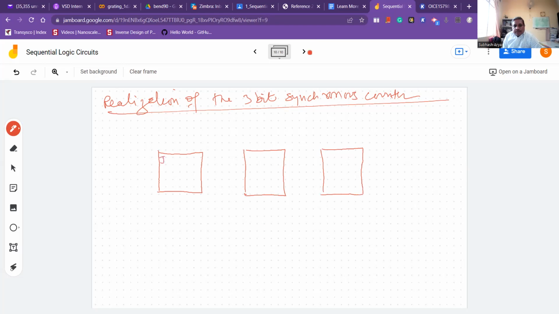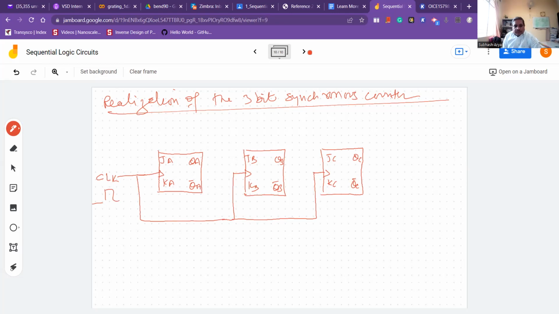So suppose this is TA, TA bar. This is TB, TB bar. This is DC, DC bar. Now this is the clock for each. Since it is synchronous, all flip-flops are triggered with the common clock. That is why the name is synchronous. So this is CLK, the clock pulse.